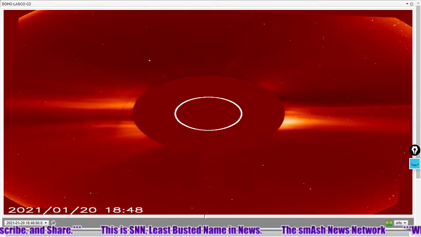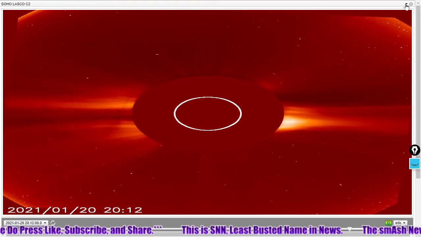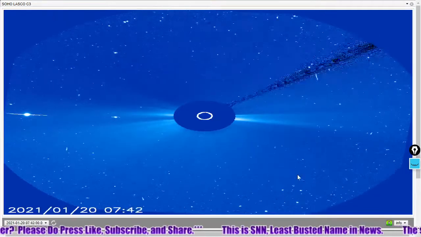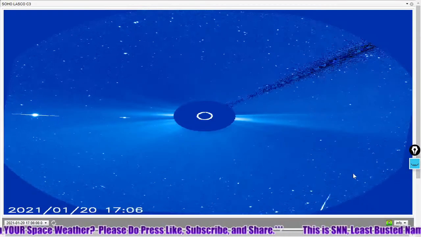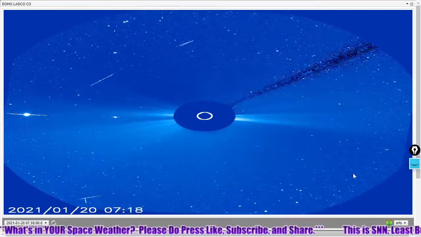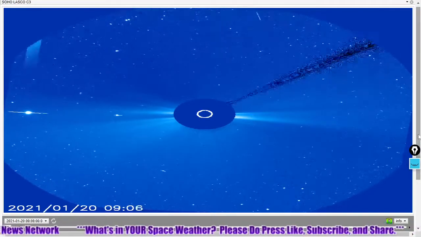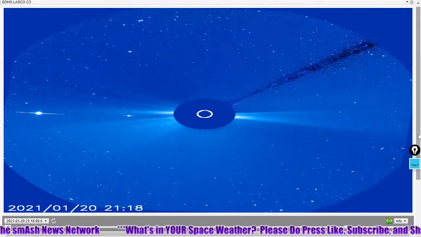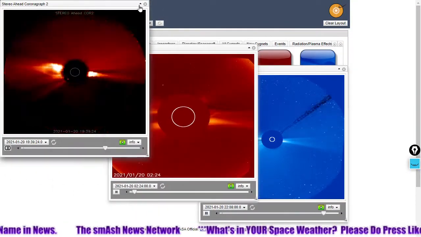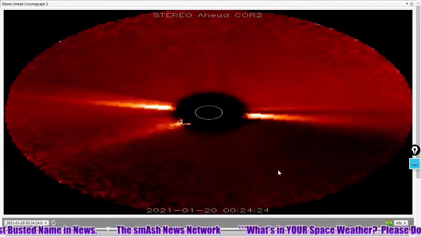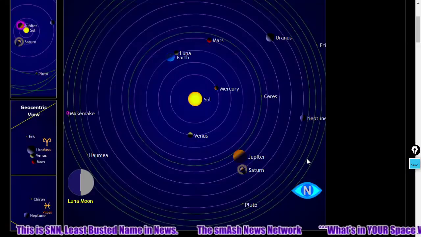We've got a bunch of old data on there. That data is like 8 hours old. And let's take a look at the C3. This is located at Lagrange point 1, right between the Earth and the Sun, about 1 million miles from the Earth. And if I had to guess, I would say the coronal mass ejection will be missing the Earth to the west. But we'll have to stay tuned to that one.